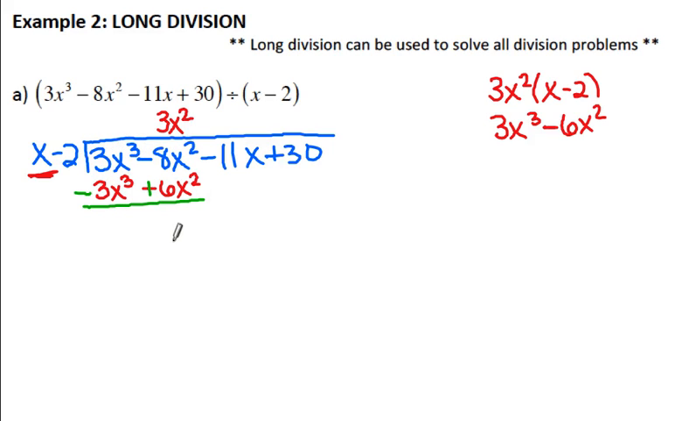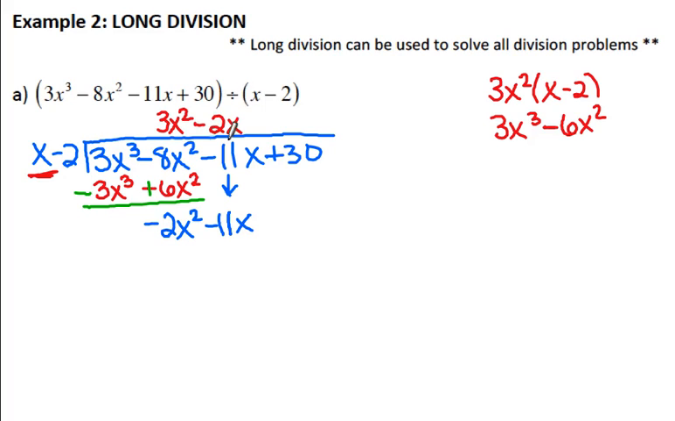Negative 8x squared plus 6x squared is negative 2x squared. And just like in regular long division, you're going to bring down the next term. And the process repeats itself. So you're looking at what times x gives you negative 2x squared. That's going to be negative 2x, because x times negative 2x gives you negative 2x squared. You don't have to pay attention to this. You're only comparing the first terms.